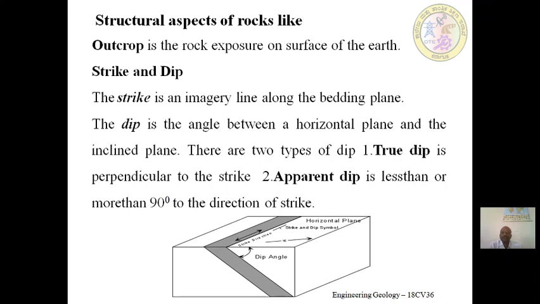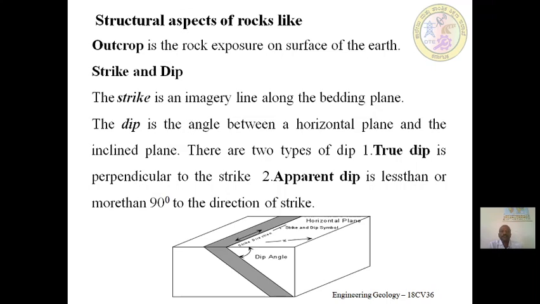Structural aspects of rocks, like outcrop. Outcrop is the rock exposure on the surface of the earth, the in situ rock which is otherwise covered by soils. So with the weathering process, that soil will be removed, then the in situ rock will be exposed on the surface, which is called outcrop.